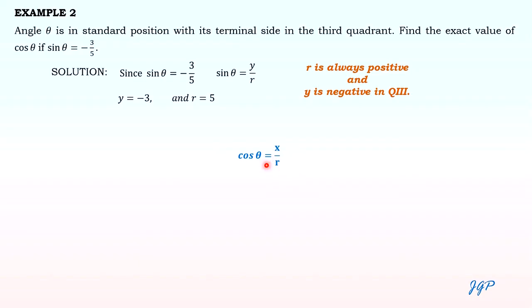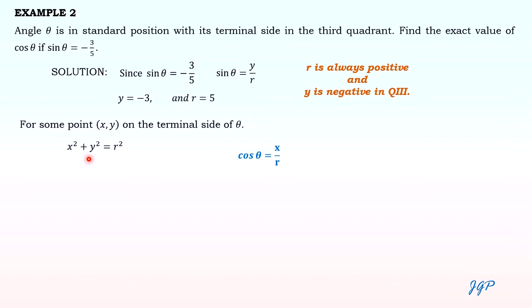We have the value of this r, but we don't have the value of this x. So meaning, before finding cosine theta, we need to find first what is the value of x. To find the value of that x, we will be using the Pythagorean equation, and that is x squared plus y squared is equal to r squared.